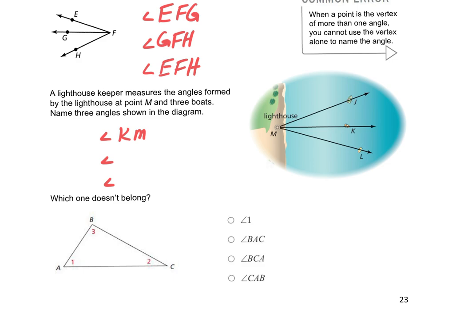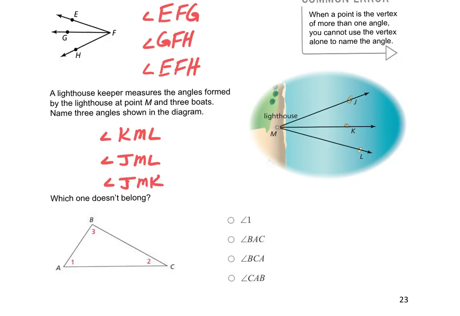Okay. We got to make sure we go to M. Every time M's got to be in the middle because M's the vertex. Braylon, what would be another one? JML. Okay. Easton? JMK. Okay. There we go. Those would be our three.